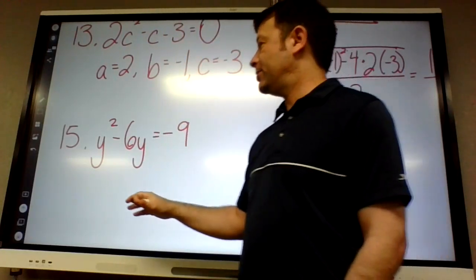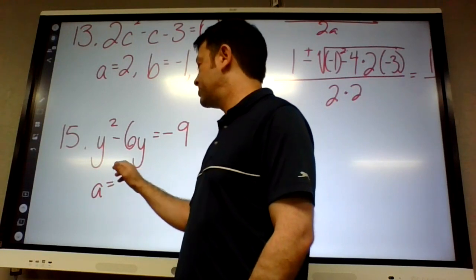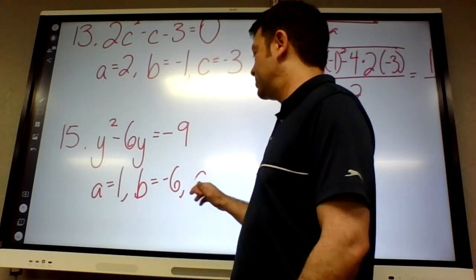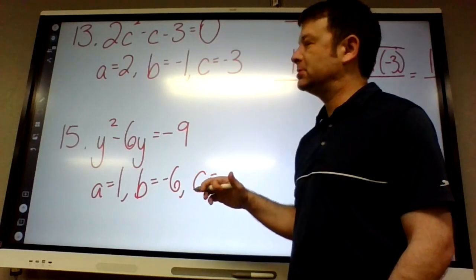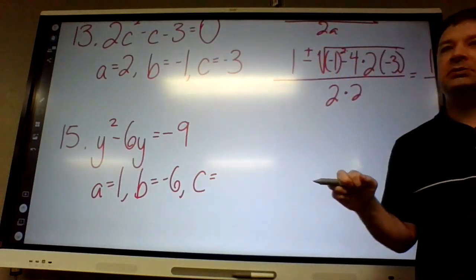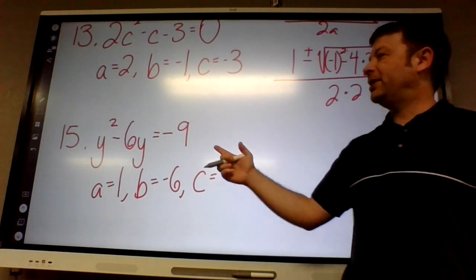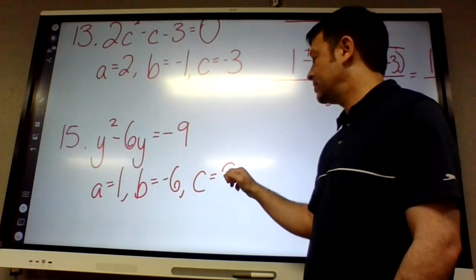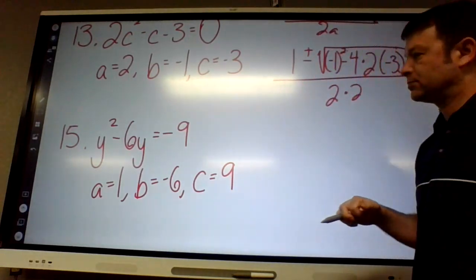What's my a value? 1. What's my b value? 6. What's my c value? Negative 9. Oh wait, you gotta add. The negative 9 is on the wrong side, so it's actually a positive 9 on the left. So it's positive 9.